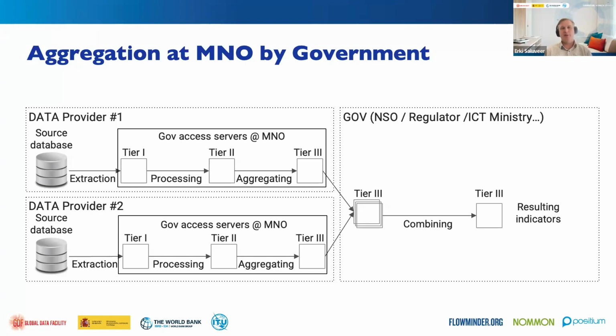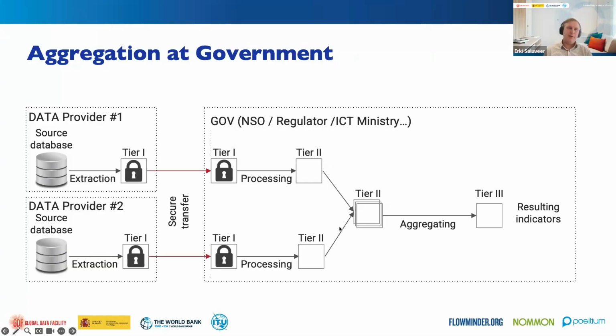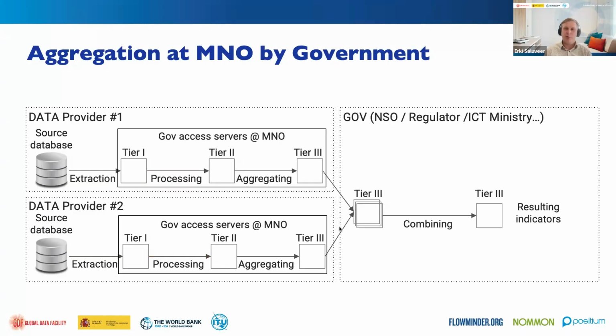So it's a good control for the government, and otherwise the aggregation would happen on the tier 3 level at the government in a later stage. And then the other model is, okay, sorry, I forgot to say some examples where this is applied. The example countries are Ghana, Haiti, and Indonesia, where this model is applied.